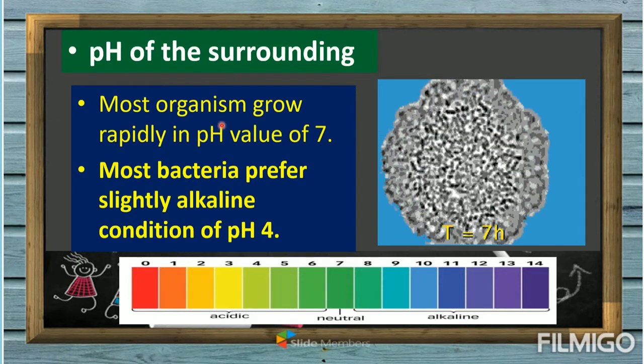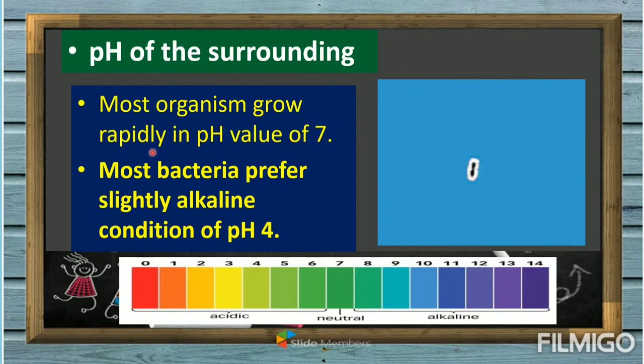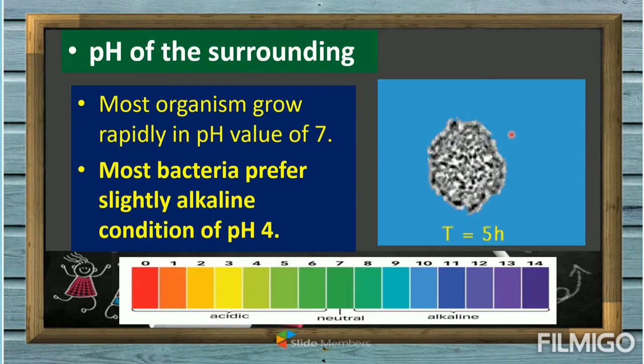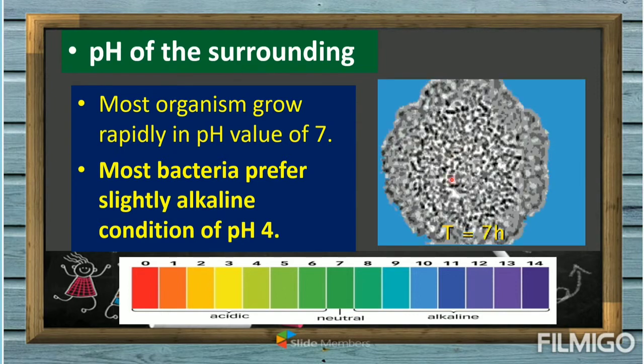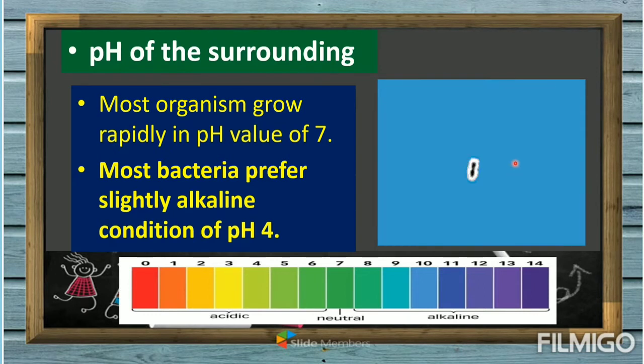So most organisms grow rapidly. When we say rapidly, meaning it grows faster, in a pH value of 7. And then most bacteria prefer slightly alkaline or slightly base condition of pH 8. Okay, so as you can see here in this picture, from time to time, the number of bacteria are growing. It depends on the pH level.